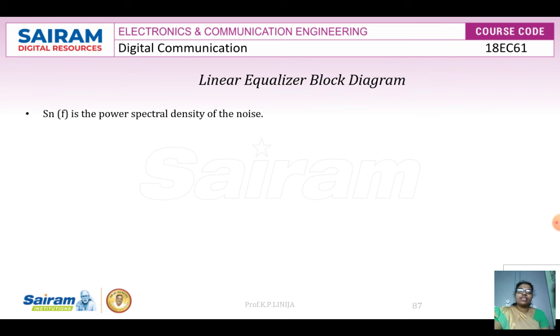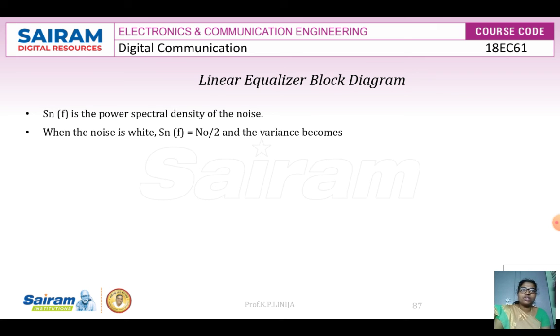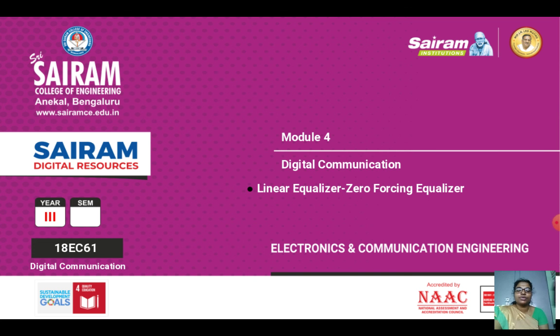Now, this Sn of f is the power spectral density of the noise. Suppose the noise we assumed is white noise. Therefore, the power spectral density Sn of f is equal to N0 by 2. Therefore, the variance sigma square W becomes N0 by 2 times the integral from minus W to W of modulus of XRC of f divided by modulus of C of f the whole squared into df.